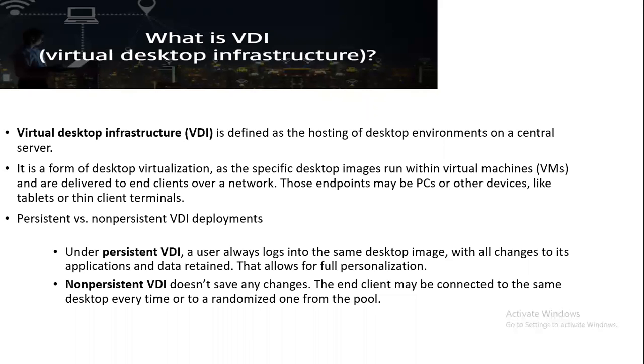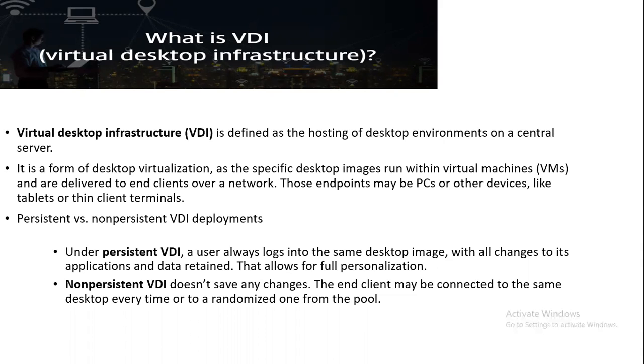A specific desktop image, which is running within virtual machines, will be delivered to the end clients over a network. The endpoints can be PCs, tablets, or any other client terminals. There are two types of VDIs. One is persistent, the other one is non-persistent.